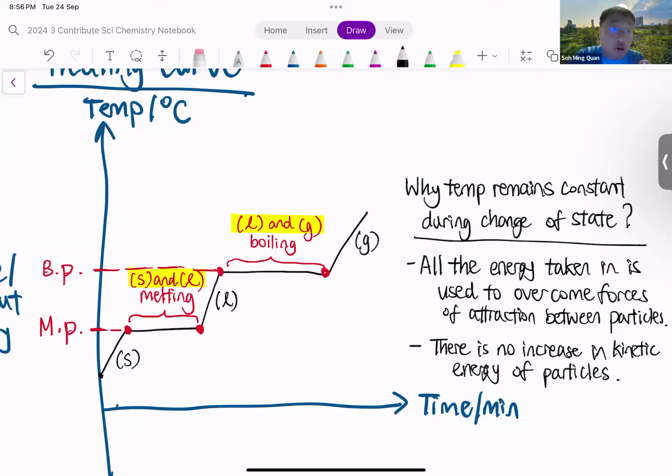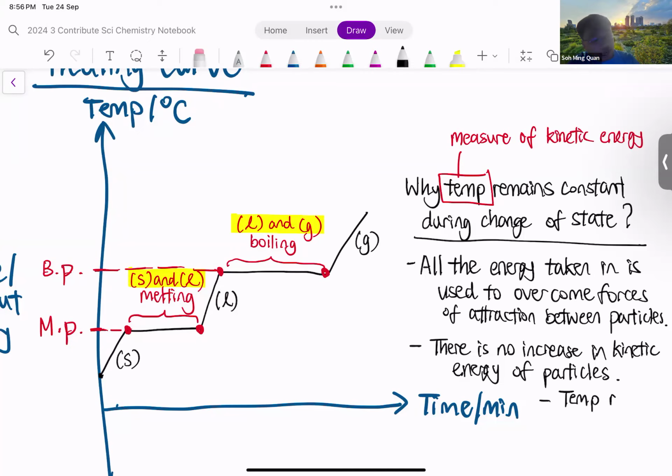Now, why is kinetic energy so crucial? It's crucial because temperature is a measure of the kinetic energy. Temperature is actually a measure of the average kinetic energy inside particles. So if there's no increase in kinetic energy, it's the same as saying temperature remains the same, because temperature is basically the kinetic energy of the particles. So this explanation fully explains to you why the graph shape is flat whenever there's melting and boiling.